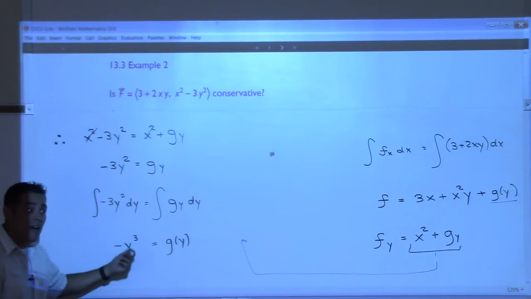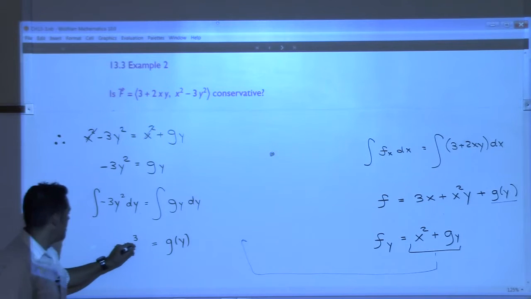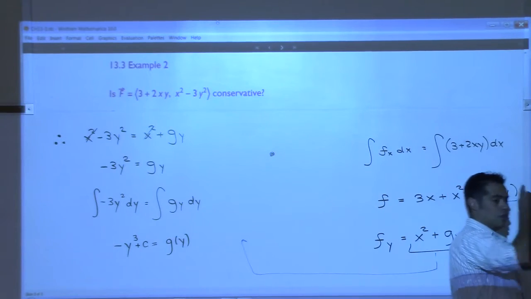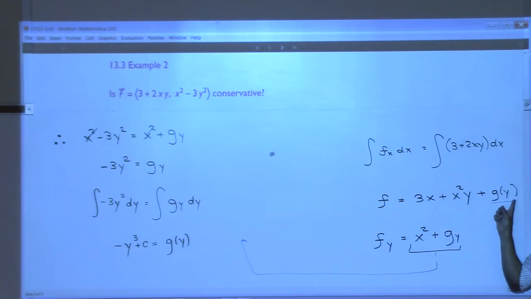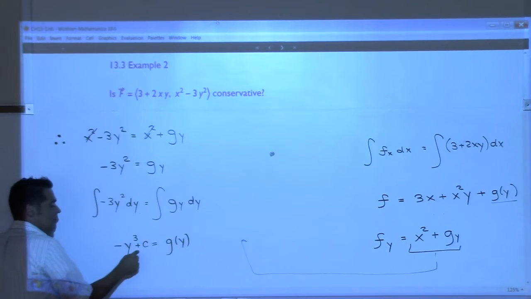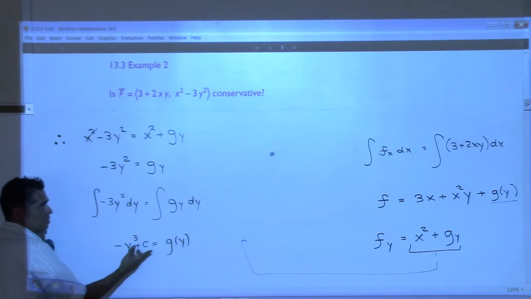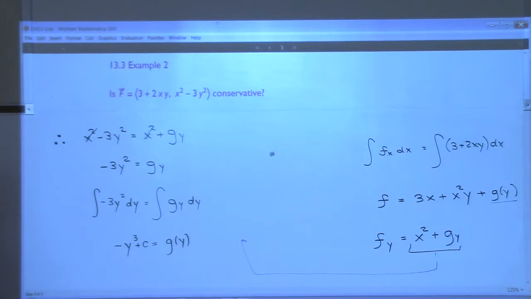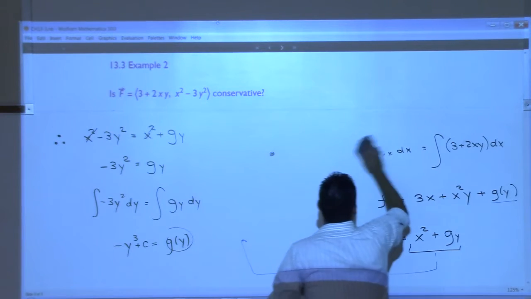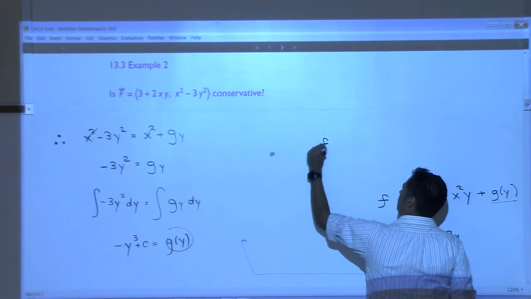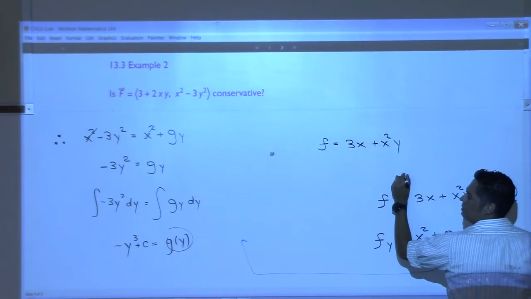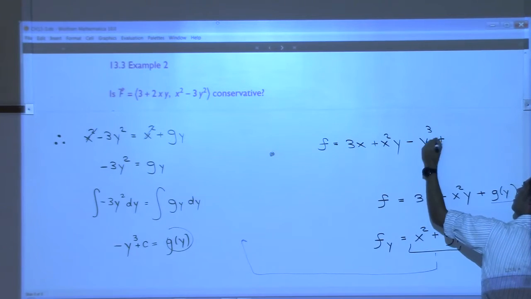plus, now it can be any constant. Okay, plus any constant. Because we already knew that g couldn't have x's in it, right? So when I get to the point where I go back, I say, okay, negative y cubed. Now, it can't have x's. I already knew that. So it could have constants, though, right? So we're there. We have what g of y is, and I'm just going to replace it back in there. So here's our final answer. F, our little scalar function, is 3x plus x squared y minus y cubed plus any constant.